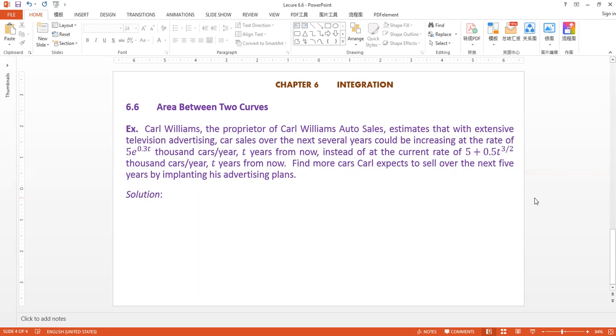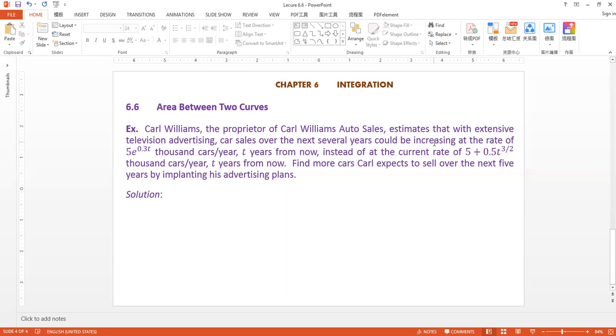So these are two different rates of change. If he changes the plan or puts in more advertising, we need to find how many more cars Carl expects to sell over the next 5 years by implementing his advertising plans. Okay. So we are given the rate of change, how many cars per year, the increase of sales. But these are two plans.